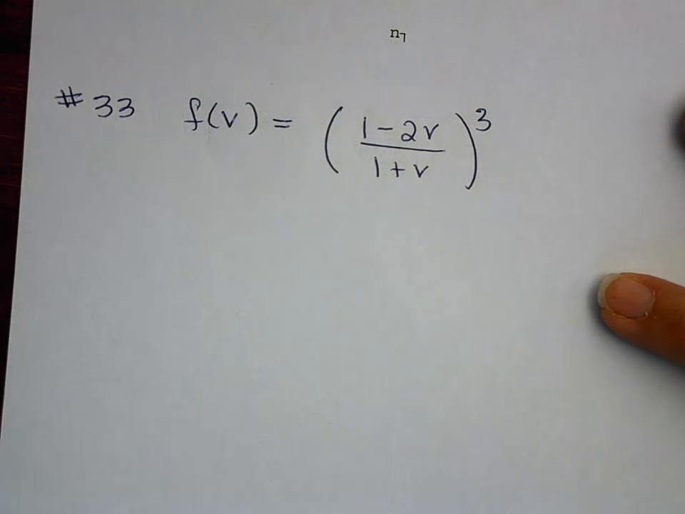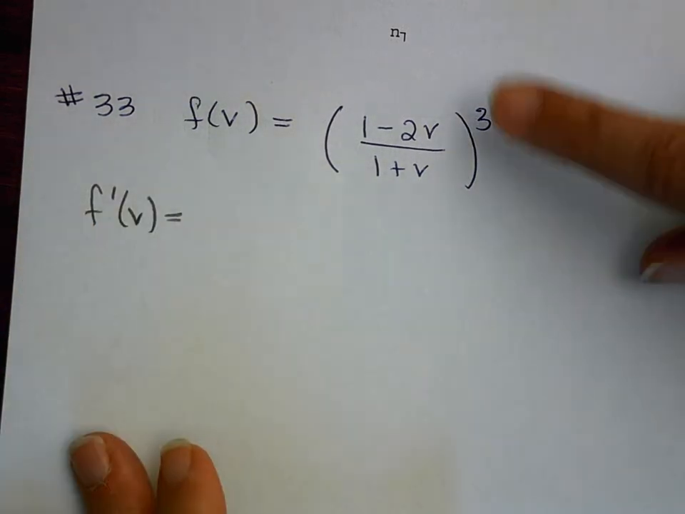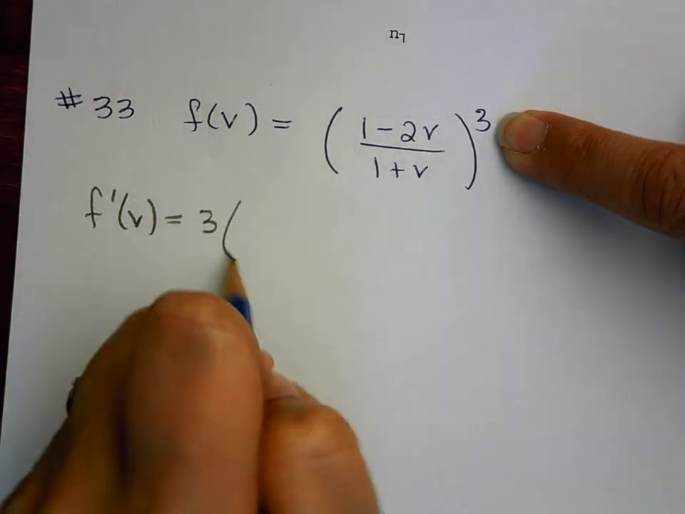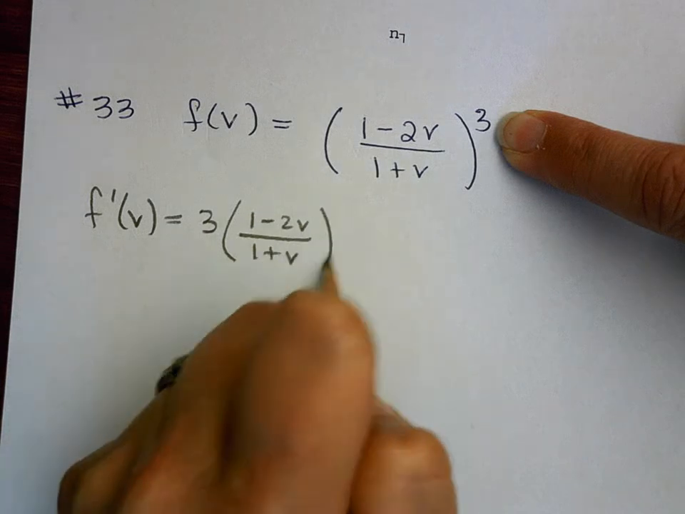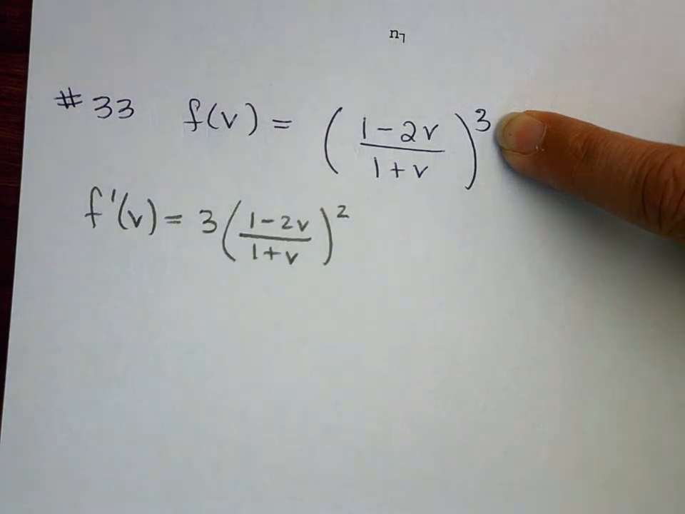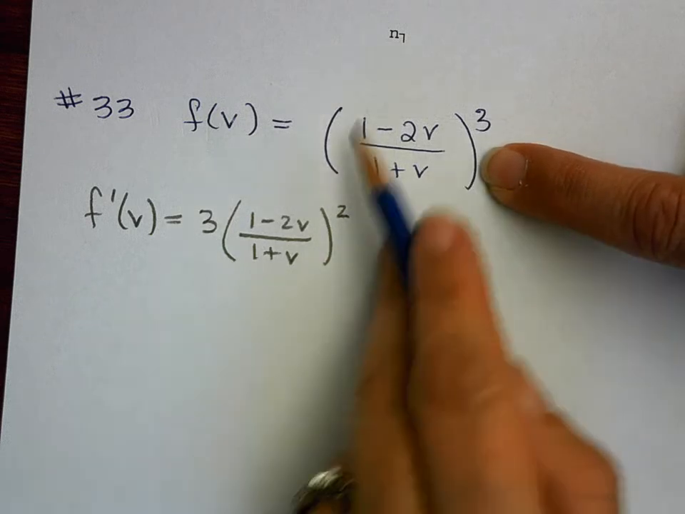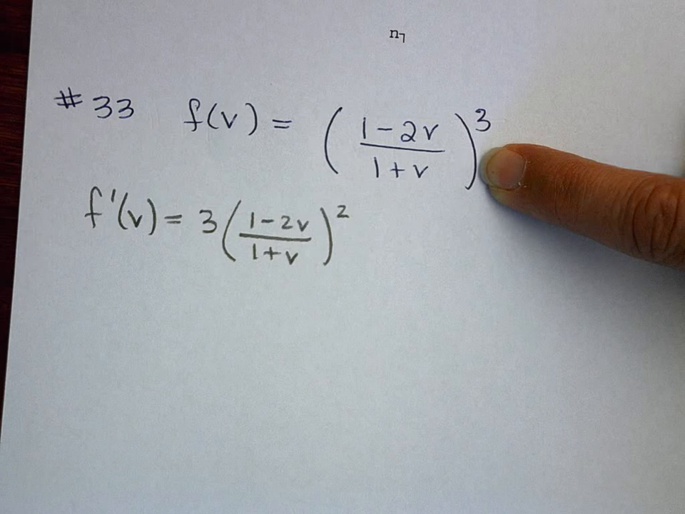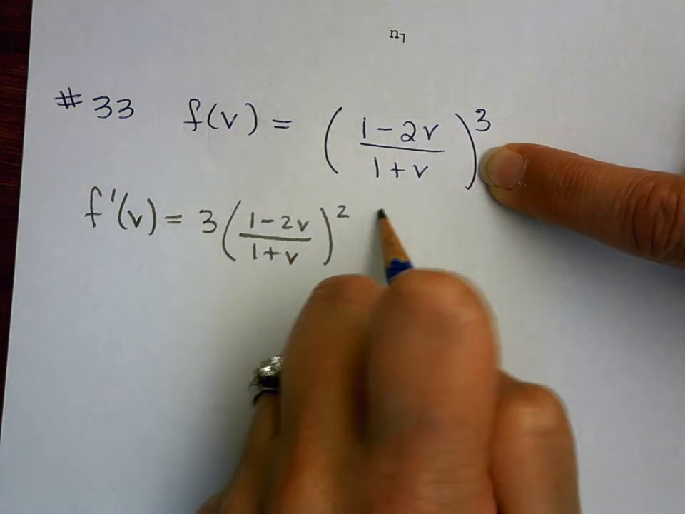I'm going to start with the outside. The outside part is power rule, so I'm going to start with that. I'm going to bring down the power of 3, leave the inside alone, and reduce the power by 1. So power rule first, because that's on the outside. And then I go to the inside, and in here I'm going to do quotient rule, so times quotient rule. That would be my chain rule piece.